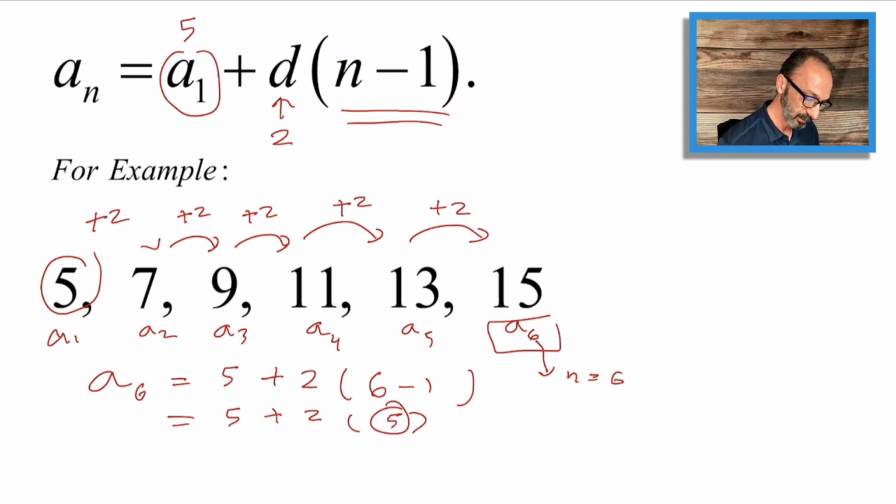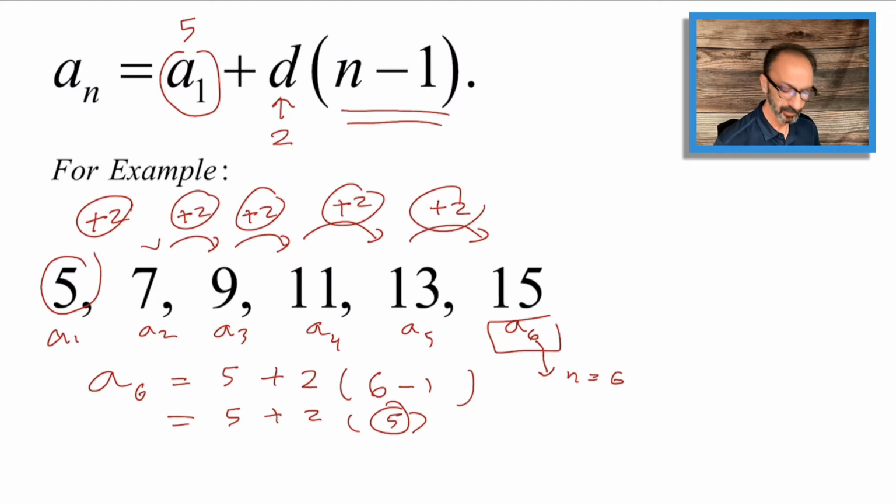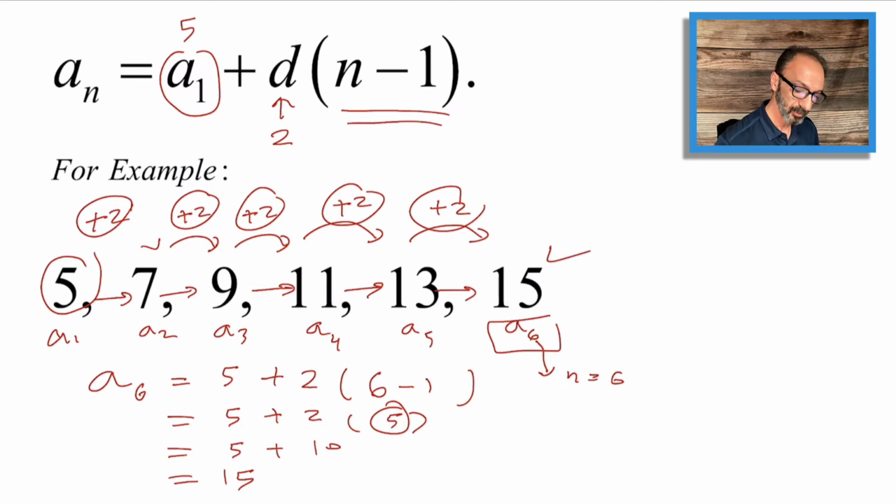Here's 1. Here's 1, 2, 3, 4, 5. To get to the 6th term, you have to take 5 steps. So let's double check. 5 plus 2 times 5, which is 10, and that should be 15. Okay, that's the main idea about arithmetic sequence. So it's all about starting at a sub 1 and knowing how many d's you want to add.